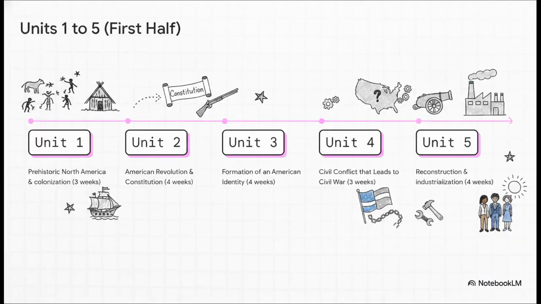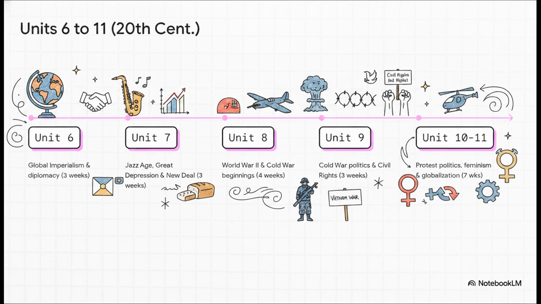You're going to be moving at a really brisk, exciting pace of about 3 to 4 weeks per unit. Starting off with Unit 1, we cover prehistoric North America and colonization. That logically triggers Unit 2, where we dive into the American Revolution and the drafting of the Constitution. By Unit 3, you're exploring how a very young nation tried to figure out its own identity, which, as you'll see, directly sparks the incredible tensions of the Civil War in Unit 4 and leads straight into the incredibly complex process of Reconstruction in Unit 5. And then we zoom right into the 20th century. Units 6 through 11 carry us from America's rise as a global power right into the dramatic highs and lows of the Jazz Age and the Great Depression in Unit 7.